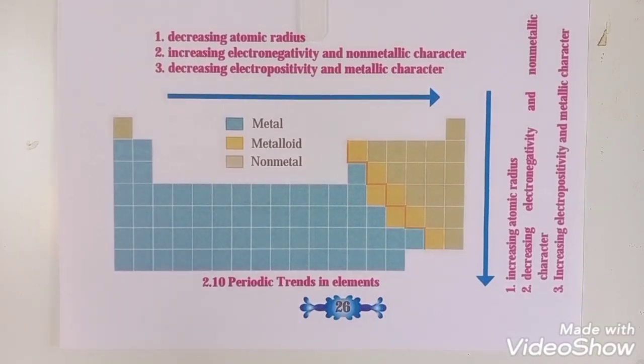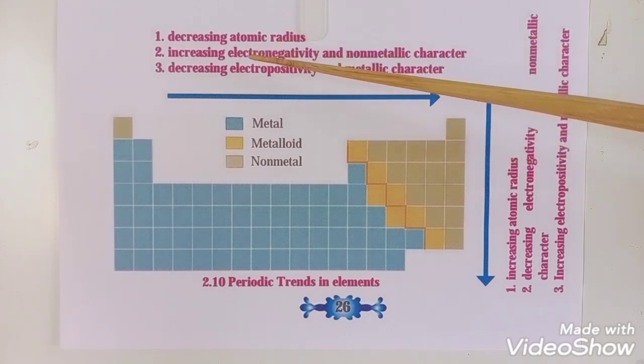Standard 10th Science and Technology Part 1, Chapter number 2, Periodic Classification of Elements. In this, now we are going to study about the metallic and non-metallic trends in the modern periodic table. First of all, what is a metallic character?